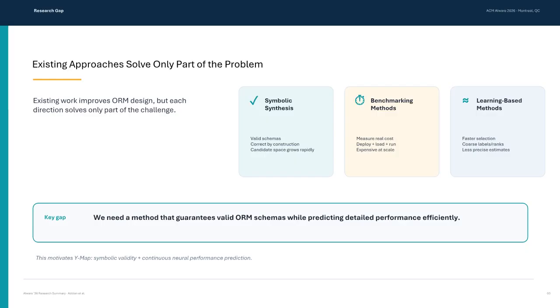Second, benchmarking methods can measure the real performance of each design. However, they require creating the database, loading the data, and running the workload for every candidate. This process is accurate, but it is expensive and time-consuming. Third, learning-based methods can make the selection process faster. However, many of them use coarse labels or rankings instead of predicting detailed performance values. Therefore, the main research gap is the need for a method that guarantees valid ORM schemas while also predicting their performance efficiently. This is the motivation for YMAP, which combines symbolic validity with continuous neural performance prediction.